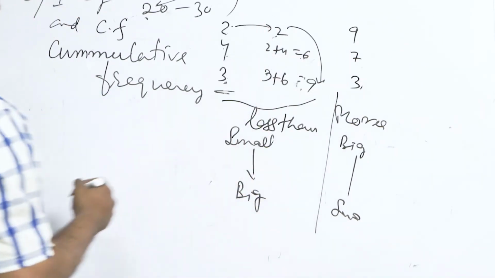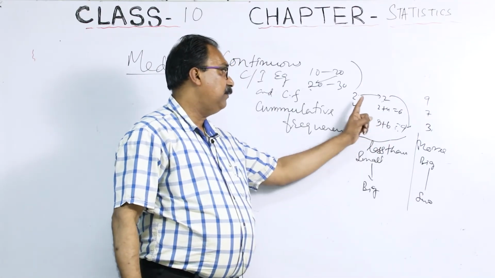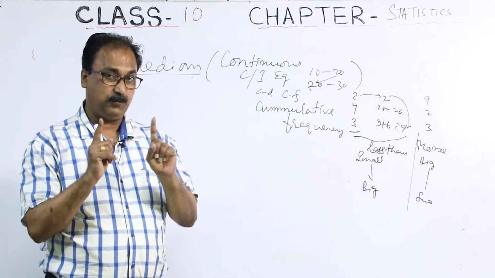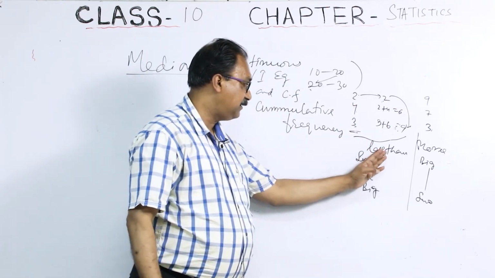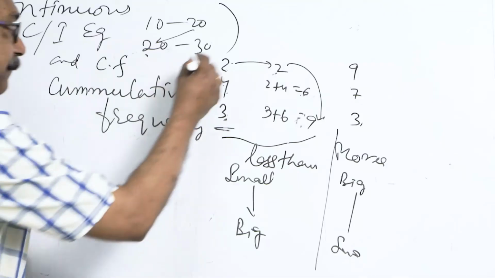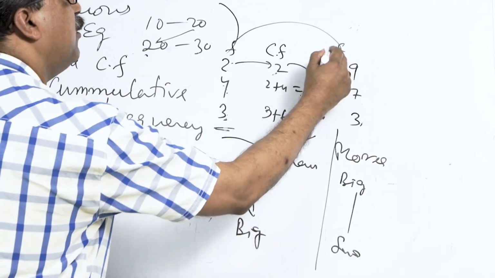See, this has to be the same. In the more than method, the last value is the same, and in the less than method, the first value will be the same. Frequency and cumulative frequency, that has to be noticed. I repeat: less than, small to big, but first value first. This is the frequency and this is CF, like here, it is also CF for more than.